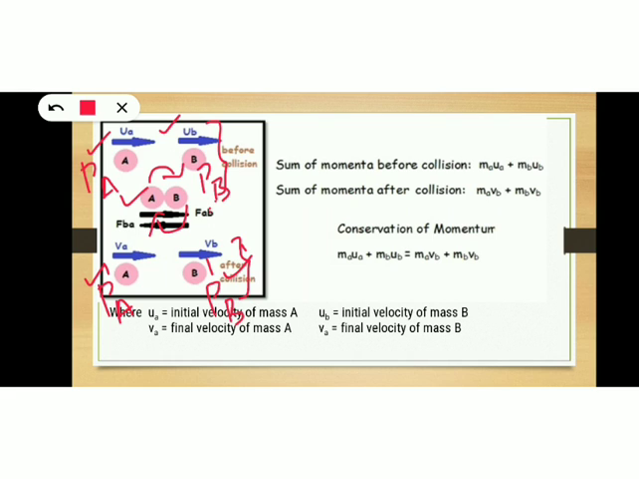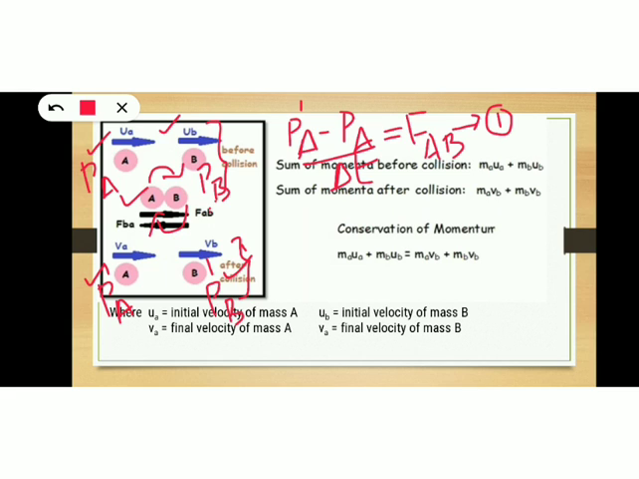Now, according to Newton's second law, the change in momentum of A due to collision with B is P dash A minus PA. When we divide this term by time, we get the rate of change of momentum of A. According to Newton's second law, the rate of change of momentum of an object is equal to the force. Here we are considering the case of A, so the force is the one exerted by B on A, that means the rate of change of momentum of A is equal to FBA.